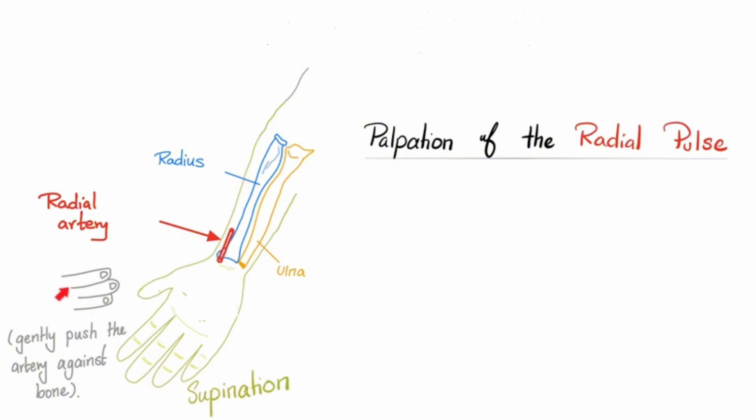Very important. How do I palpate the radial pulse? With 3 fingers. That's the best way. Index finger, middle finger, and ring finger. And you put it on the radial artery, and you gently push the artery against bony prominence. Oh, that's how you feel the pulse.